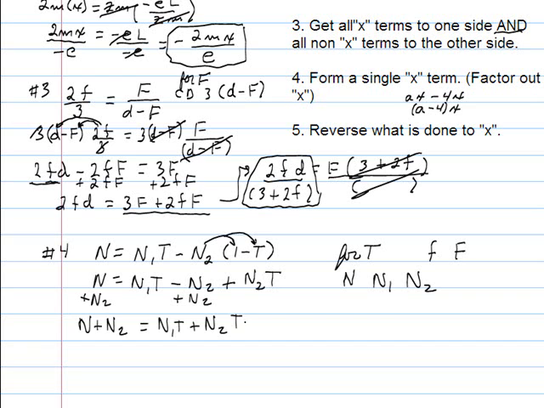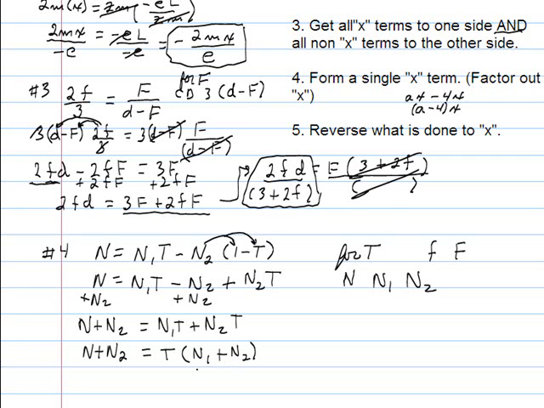Step 4 says form a single t term. Right now these 2 t terms are separated by the plus. To form a single t term, just like last time, I have to factor out the t. So I'll call this t times n1 plus n2. If you want to put the t on the back side, that's fine. Multiplication is commutative. And n plus n2 on the front.